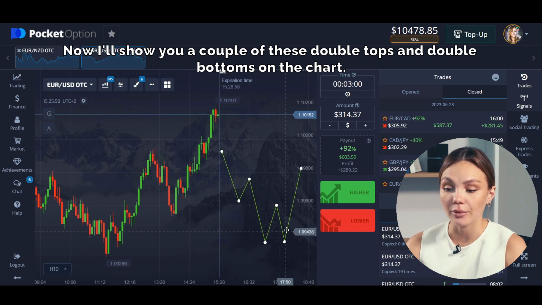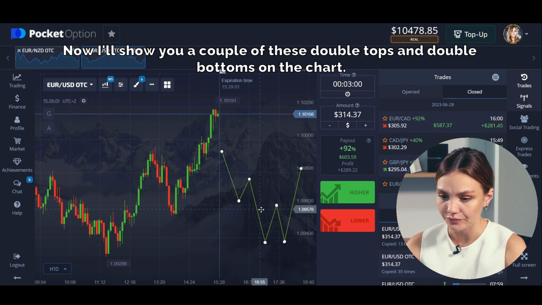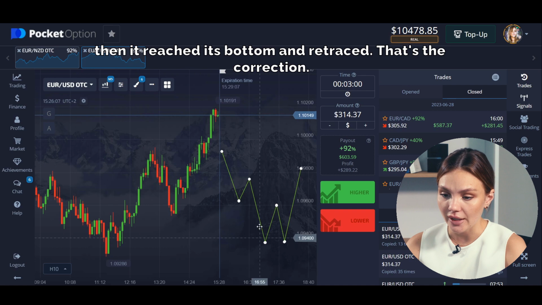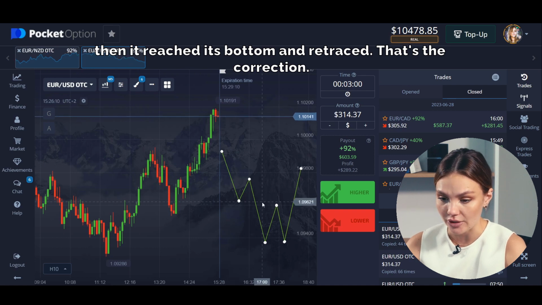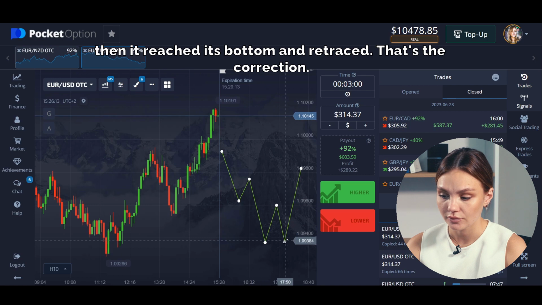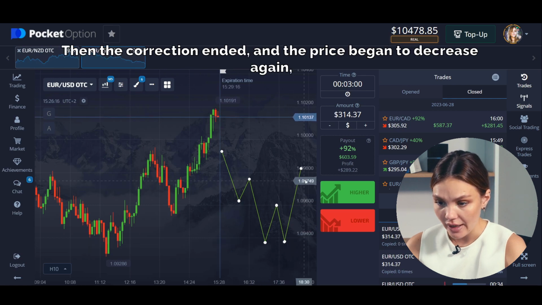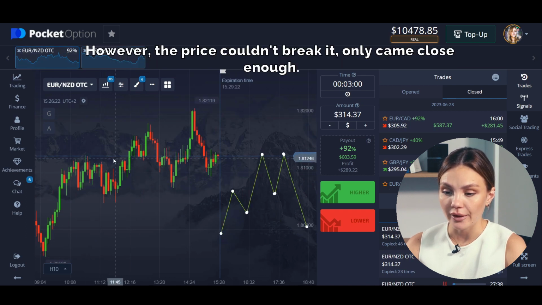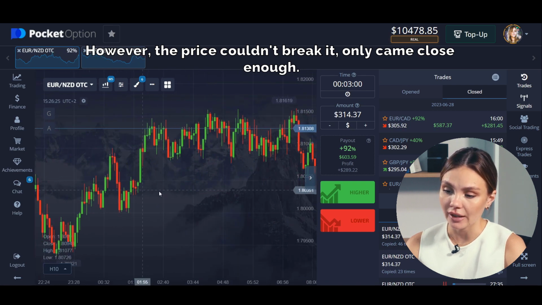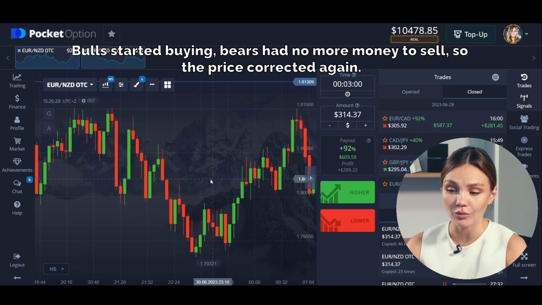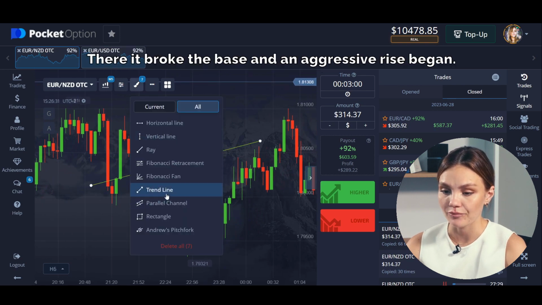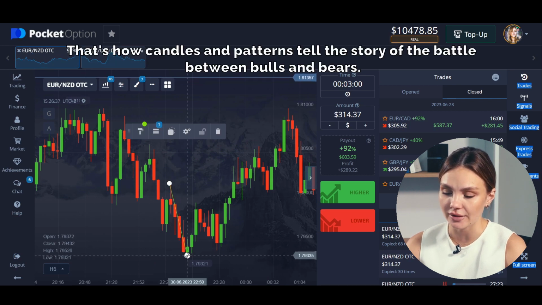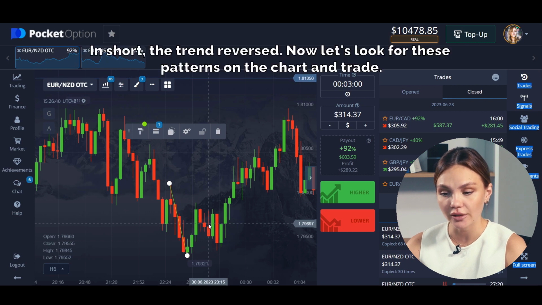Now I'll show you a couple of these double tops and double bottoms on the chart. For example, here you can see that the price initially moved upwards. Then it reached its bottom and retraced. That's the correction. Then the correction ended, and the price began to decrease again, gradually reaching the level of the first minimum. However, the price couldn't break it, only came close enough. Bulls started buying, bears had no more money to sell, so the price corrected again. There it broke the base and an aggressive rise began. That's how candles and patterns tell the story of the battle between bulls and bears. In short, the trend reversed.